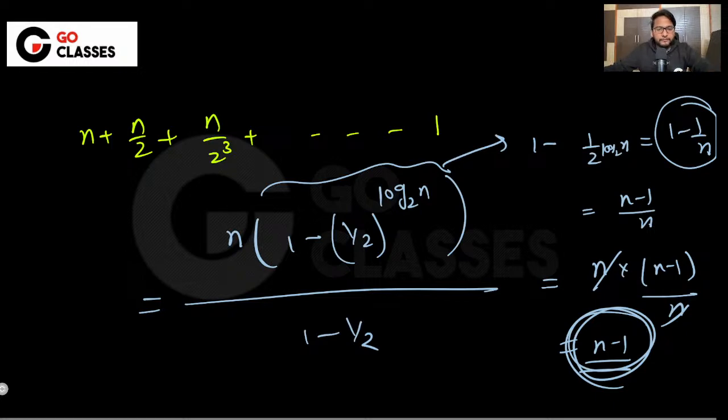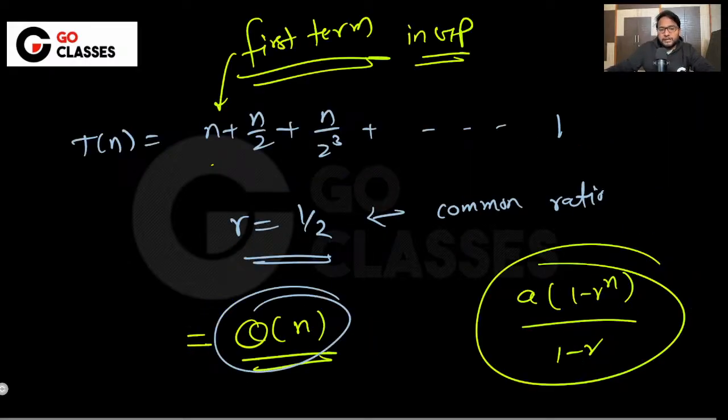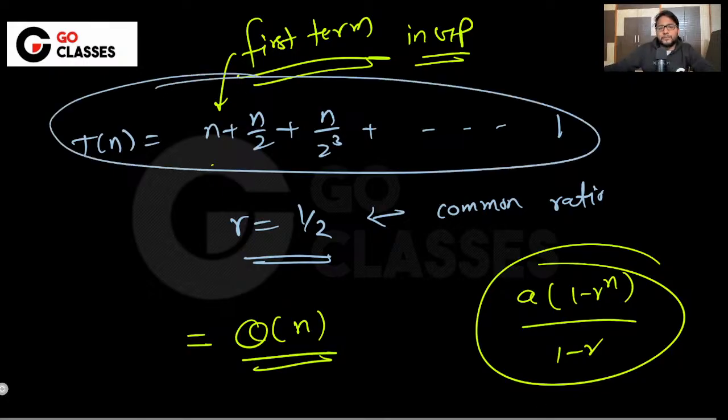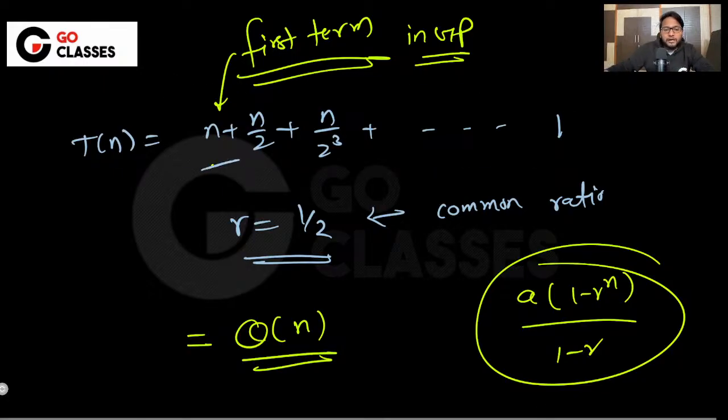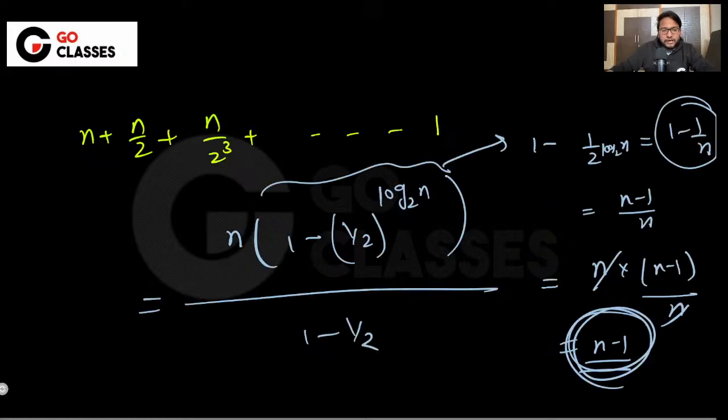So that is why, what is the correct answer here? Tell me. Just theta of n. So just theta of n is the correct answer. See, this is a very good observation: if you have a decreasing GP, then the first term is always the answer. Tell me, in the asymptotic sense, can you tell me what is the answer here?